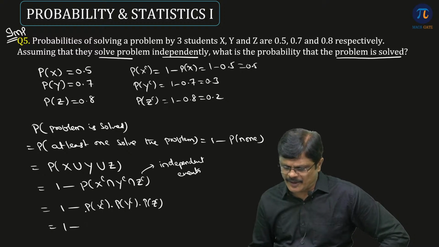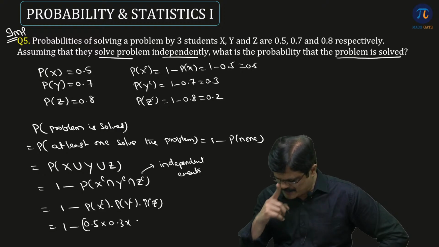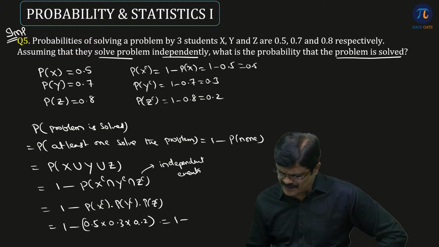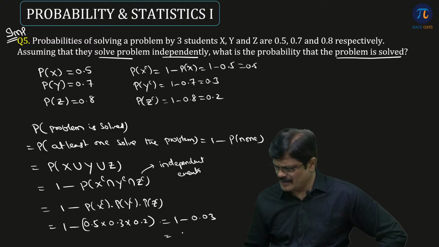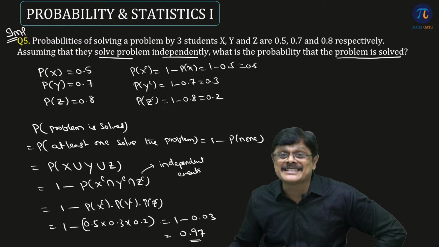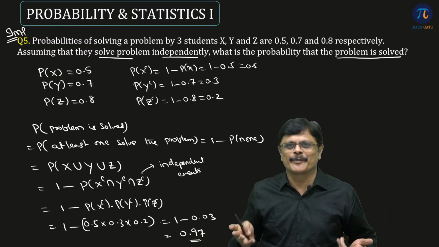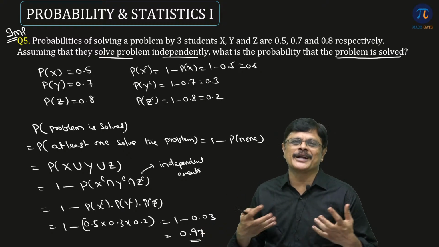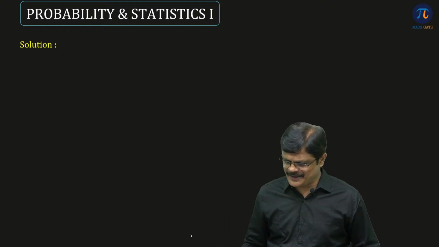So it is 1 minus, probability of X complement is 0.5, Y complement is 0.3, Z complement is 0.2. So how much is it? 1 minus 0.03, that is 0.97. The probability that the problem is solved is 0.97. So when I have three or more good students, the problem is obviously solved because at least one of them may solve it. In a group, you get more strength. That is the probability. Is the idea clear? 0.97 is the probability.